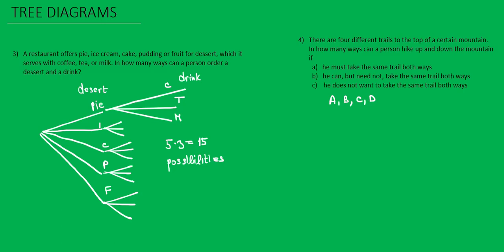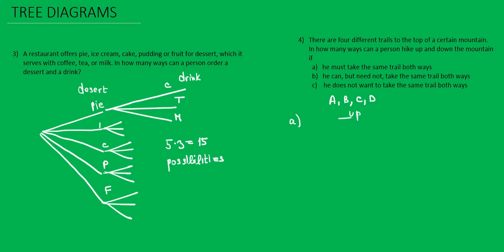If he must take the same trail both ways, he can but need not take the same trail both ways, and he does not want to take the same trail both ways. Well, in A, the step 1 is to choose the right trail when he goes up the mountain, so there are 4 possibilities.